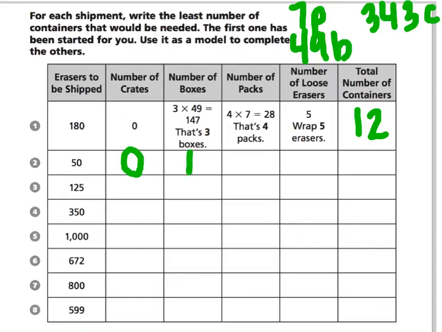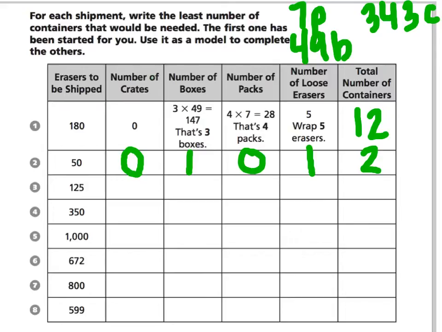Well, I know it would go in 1 time. Then I could take 50 minus 49 and know that I only have 1 more eraser left over to figure out what to do with. So thinking about that, with 1 eraser left over, how many times would 7 go into 1? That would be 0. And I know with 1 eraser left over that it's going to be a loose eraser. So I have 1 box and 1 loose eraser, which means I need 2 containers.